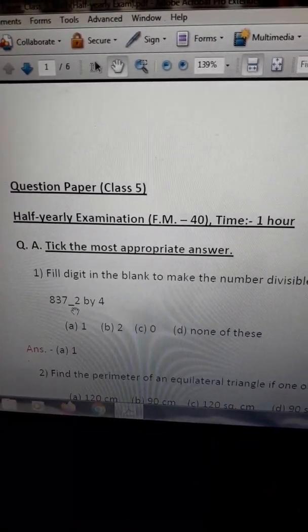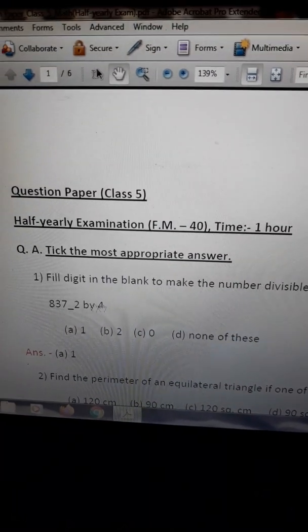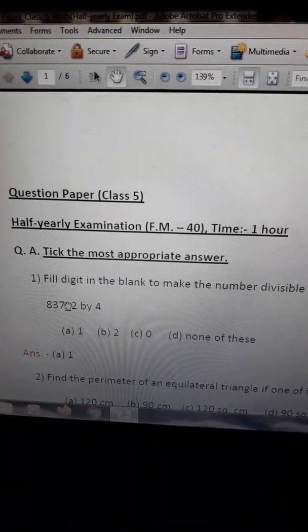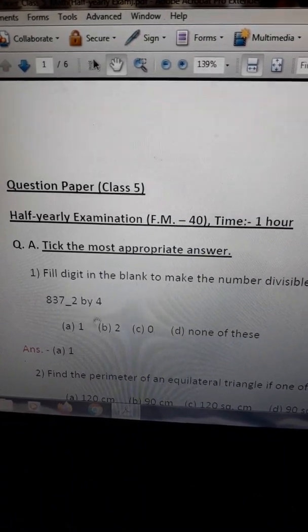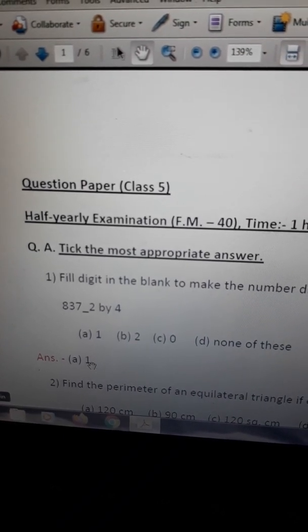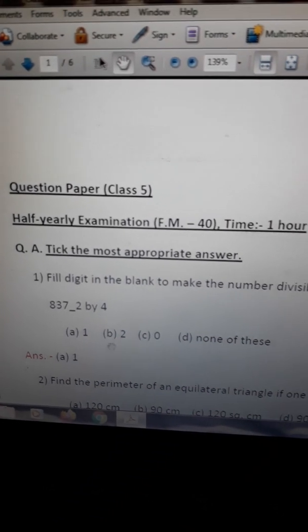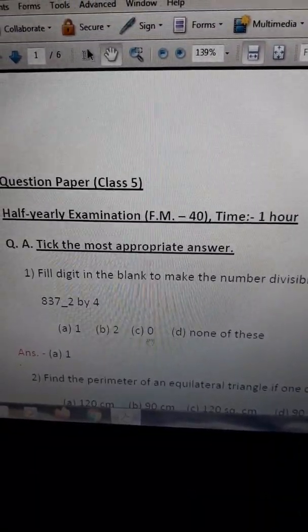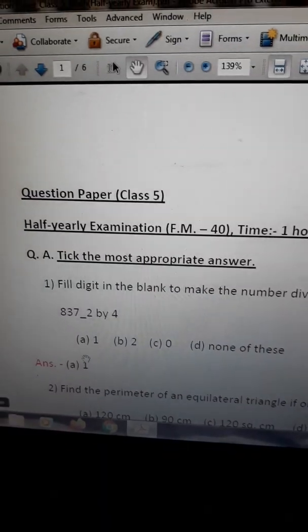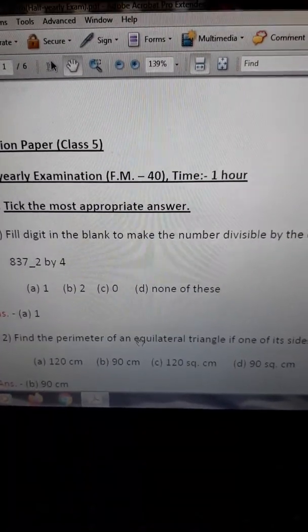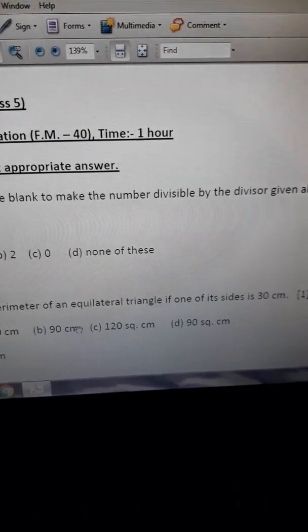837, then the blank space and 2 by 4. You have to choose the number to put in the blank space, so that the whole number will be divisible by 4. Okay, so you check the first answer. The correct answer will be 1, and the rest, 2, 0 and none of these, are wrong answers. So the only correct option is 1.